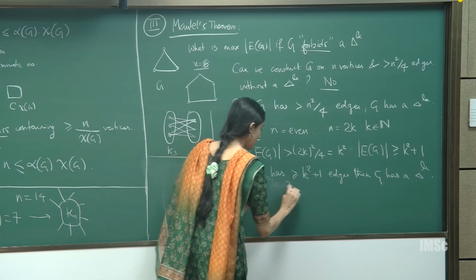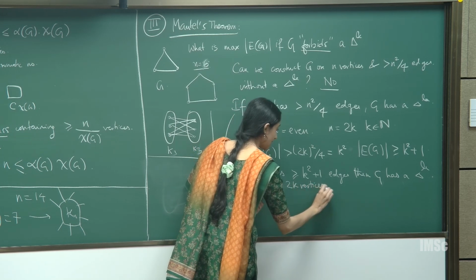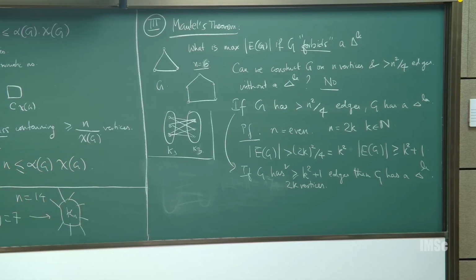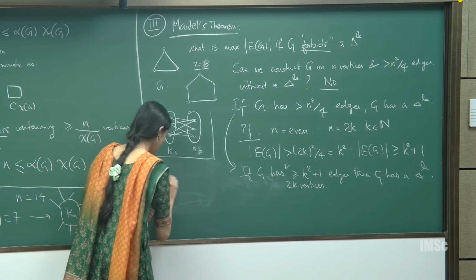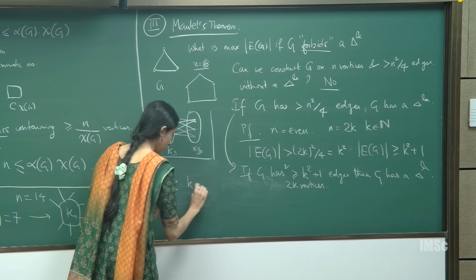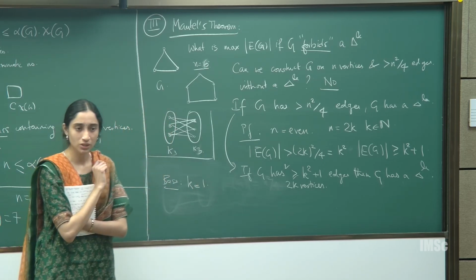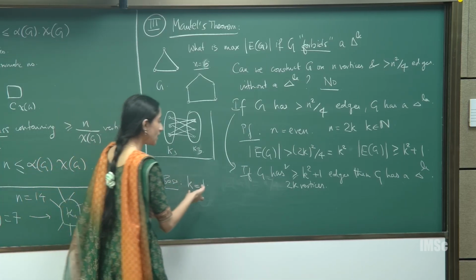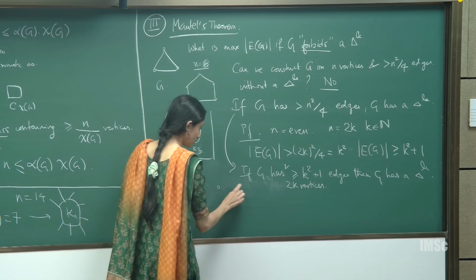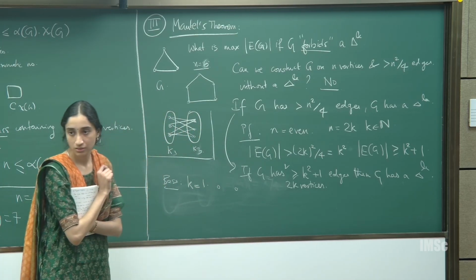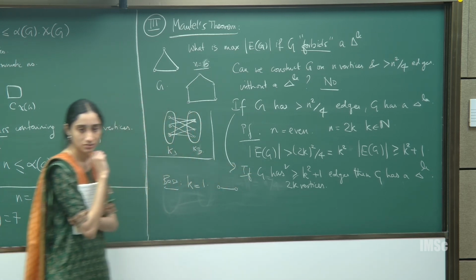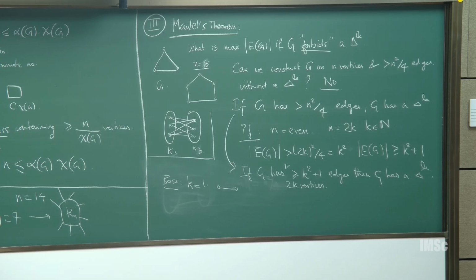If G has 2k vertices and greater than or equal to k square plus 1 edges, then G has a triangle. So suppose k equal to 1. So there are 2 vertices. k equal to 1 means that there are 2 vertices. So how many edges can be there? At most one edge can be there, right? So the statement is vacuously true, right?